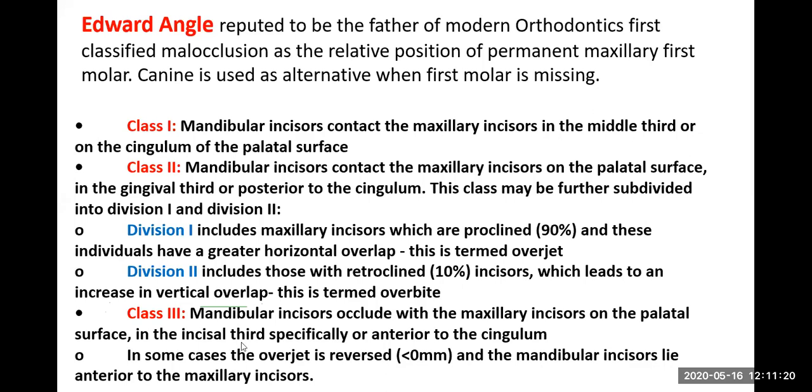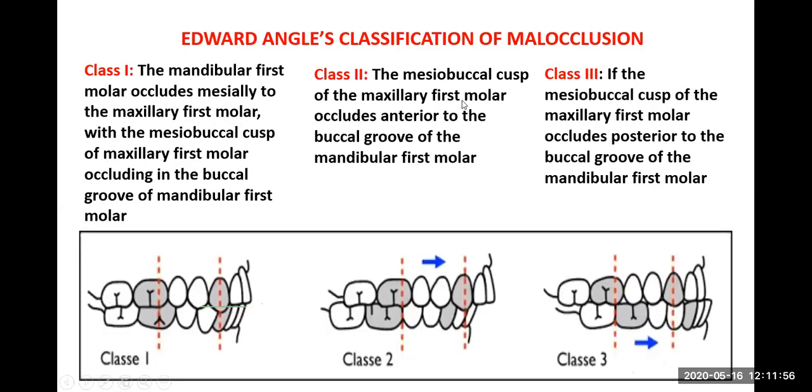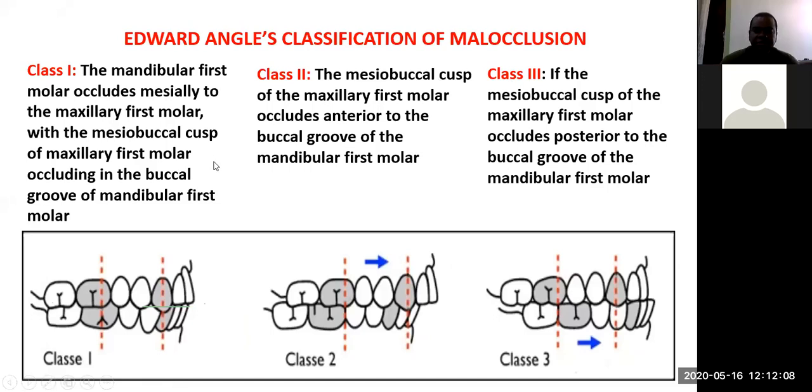Okay. Then class three malocclusion is when the mandibular incisor occludes with the maxillary incisor on the palatal surface in the incisal third, specifically, or anterior to the cingulum. These are very technical things that we need to understand and be able to learn sometimes offhand, so that if a question is asked, you'll be able to answer it very well. But this will become clearer to you as we go along. So this is Edward Angle's classification of malocclusion. You can see the picture there, the class one, the class two, the class three.